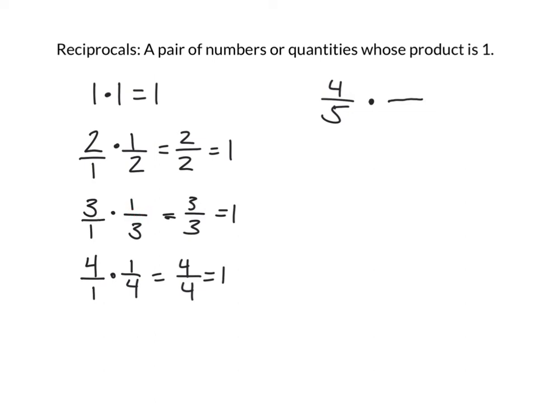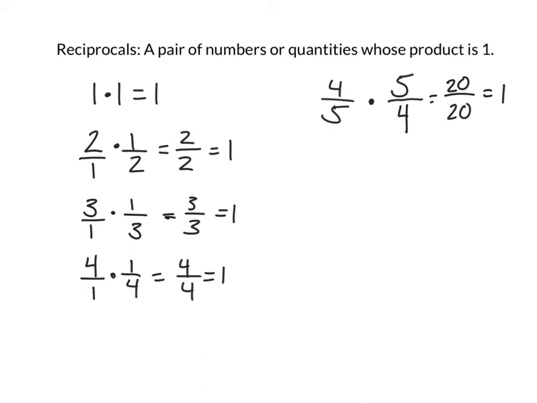So let's see what happens if I put my 4 in the denominator and my 5 in my numerator. I took this 4 that was in the numerator and put it in the denominator, and this 5 that was in the denominator and put it in the numerator. Let's see what happens. Well, we have 4 times 5, which is 20, and 5 times 4, which is 20, and 20 over 20 equals 1. So we can say that the reciprocal of 4/5 is 5/4.